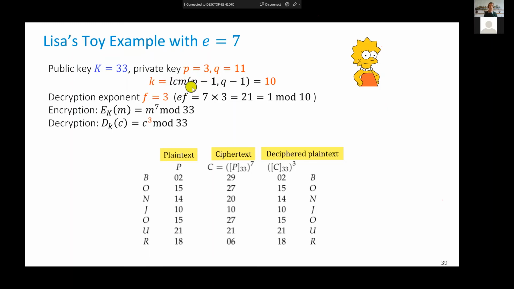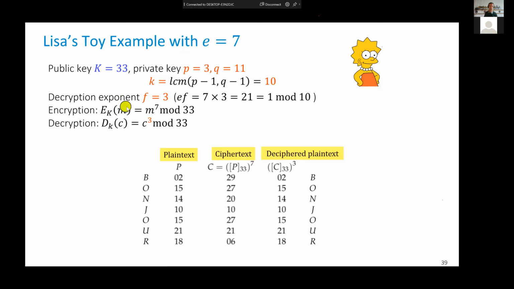Then we take the least common multiple of 2 and 10. So 2 and 10, the least common multiple is 10 also. So that is the modulus that will be used for decryption. And that's the thing that we believe is hard to guess. So if I had, instead of 33, one of those huge numbers, this modulus 10 here is the one that you would not get here. The decryption exponent is the inverse of 7 modulo 10, which is 3, because 7 times 3 is 21, which is the same as 1 modulo 10. So 7 multiplied by 3 gives 1. So 3 is the inverse of 7.